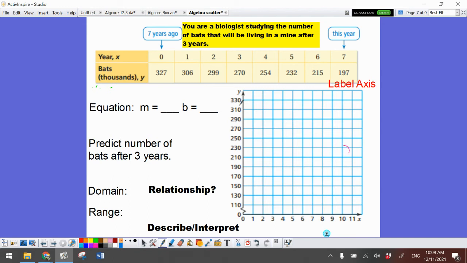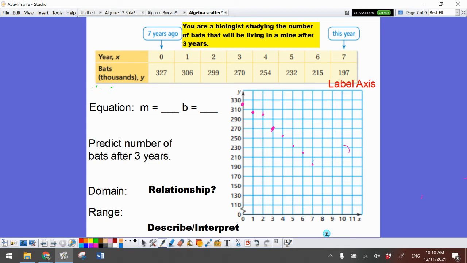So we have 0, 327. So I'm going to put that right about there. 1 and 306, again when we're estimating, we're just going to make a best guess on our line. So 2, 299. That one I'm going to put right about there. 3 and 270. That one is about there. 4, 254. That's going to be pretty close to the 250. 6 and 215. That one looks like it's about there. And then, oops, 5 and 232. I lost that one. 7, 197. So that one's going to be pretty close to here.